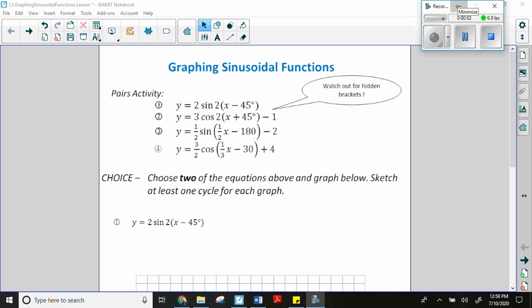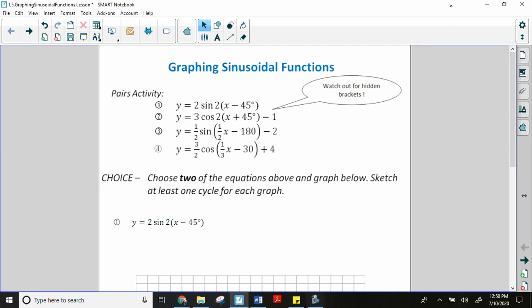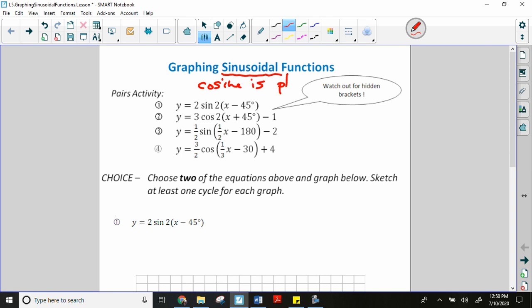So today we're working on graphing different sine functions, or equations of sine. The reason they say sine is your parent function is because a cosine graph is actually just a transformed version of the sine function. So cosine is a phase-shifted sine.